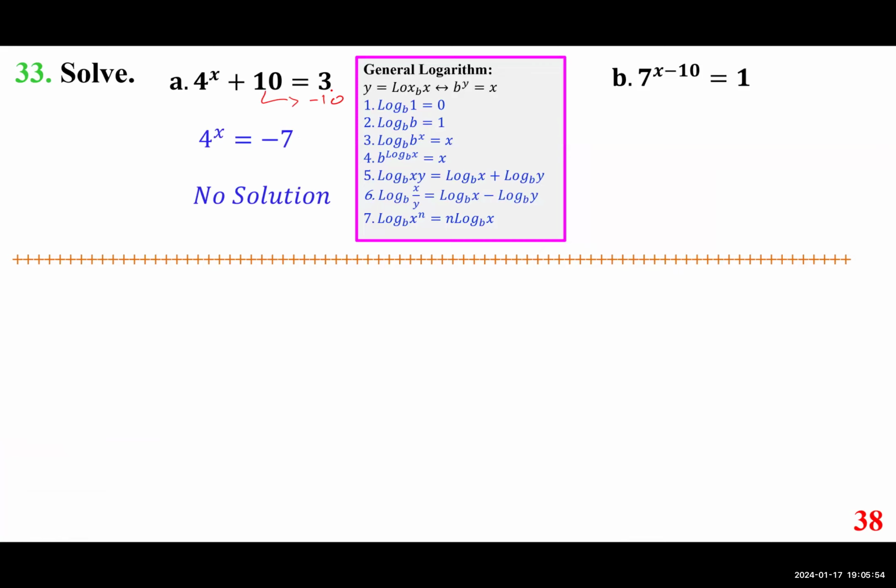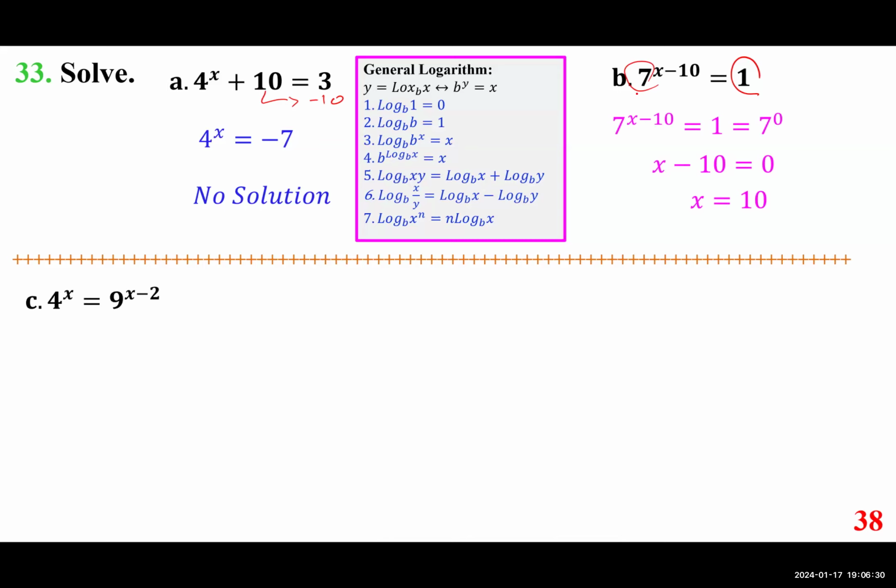For part B, one easy way is the moment you see number 1, remember, if you pick a base to the power of 0, you get 1. For example, 2 to the power of 0 is 1, 5 to the power of 0 is 1, and so on. Because this is base 7, I'm going to choose 7 to the power of 0. And therefore, their exponents must be the same, meaning x minus 10 must be 0, and it makes x 10. And you can, of course, check, and you're done.